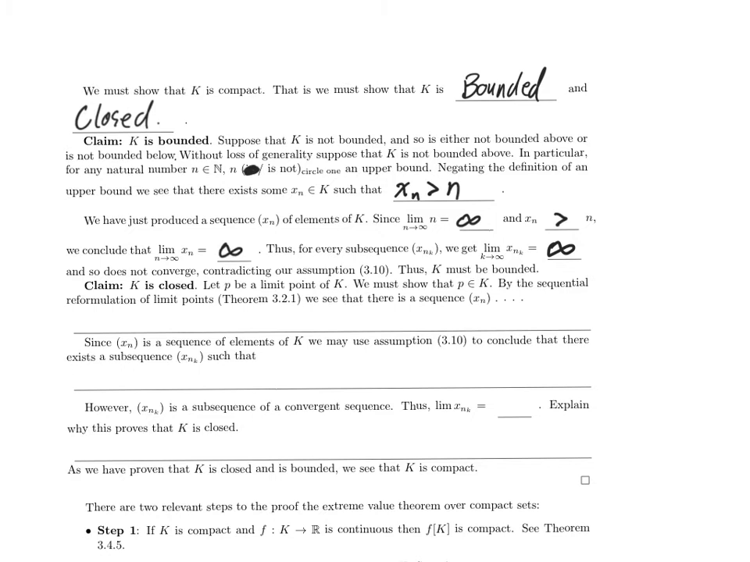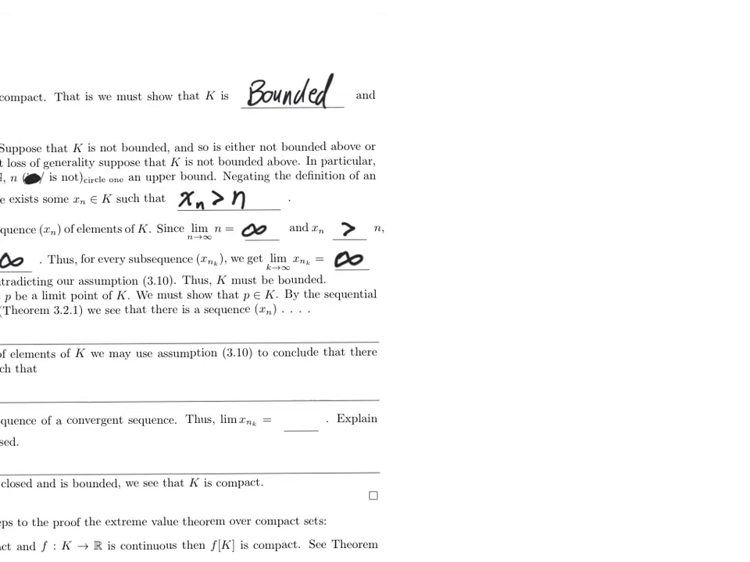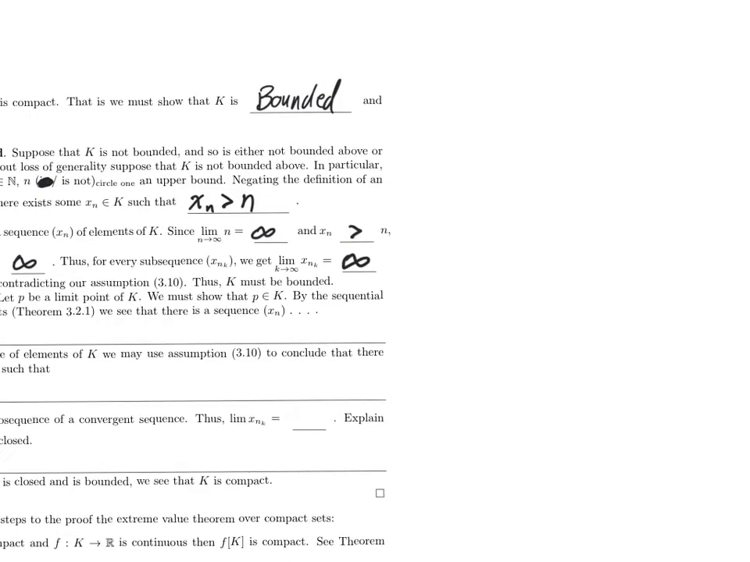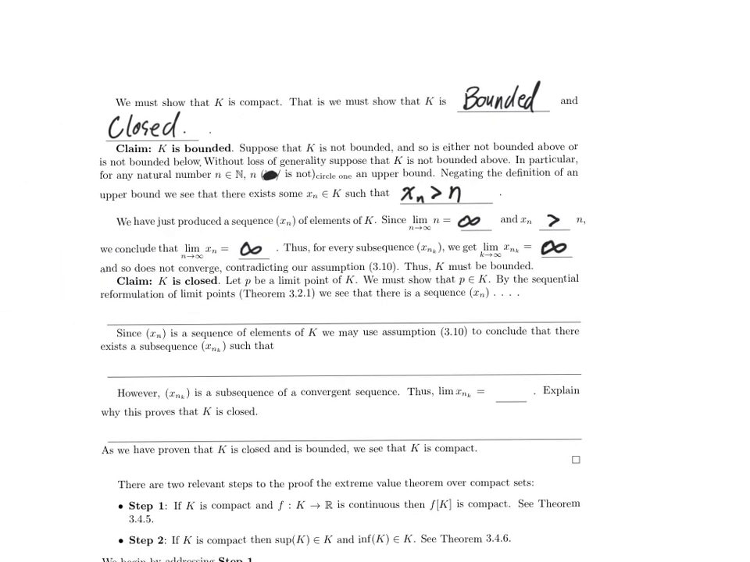Let's explain why, at least verbally. What did I assume about the set? I assumed that every sequence of elements of this set has a subsequence which converges to an element of the set. However, this sequence, x sub n, has the property that every subsequence diverges. So this does not have a convergent subsequence. That contradicts our assumption, 3.10. So this set, K, must be bounded because I assumed it wasn't bounded and got a contradiction.